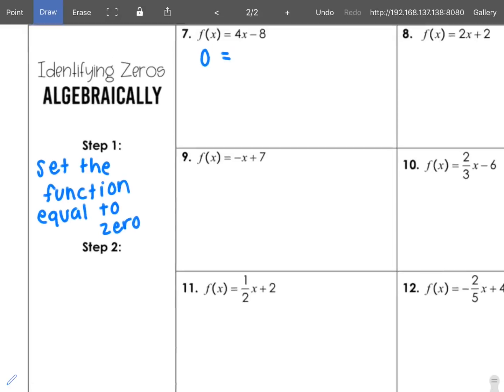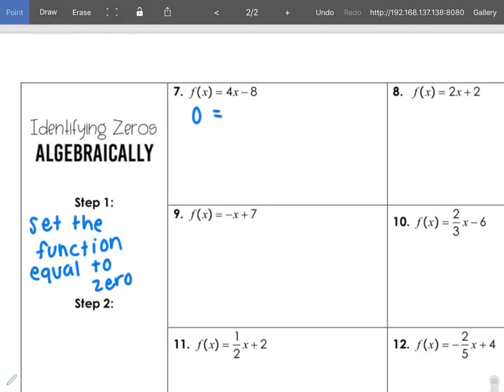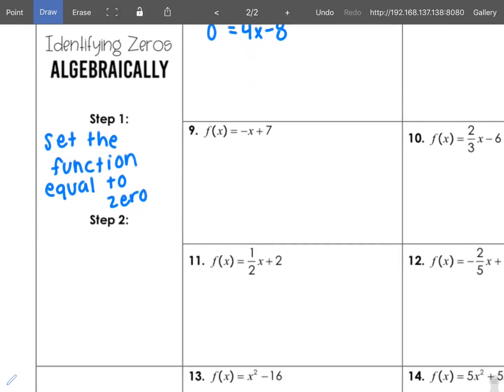That's the first step. So that's what we just did, right? Up here, we said 0 equals. We set the function equal to 0. So I'm going to continue with this, 4x minus 8. All I did was set the function equal to 0. Now step 2, solve for x.